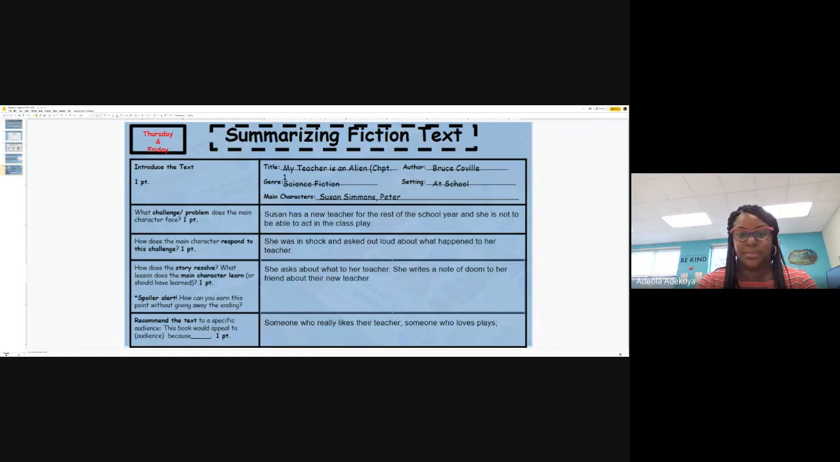Excuse my typing. And the color level is orange. Because it starts with an O, I'm going to change that from A to N: an orange level book. And the author of this book is Bruce Coville. So I'm going to write his name here.